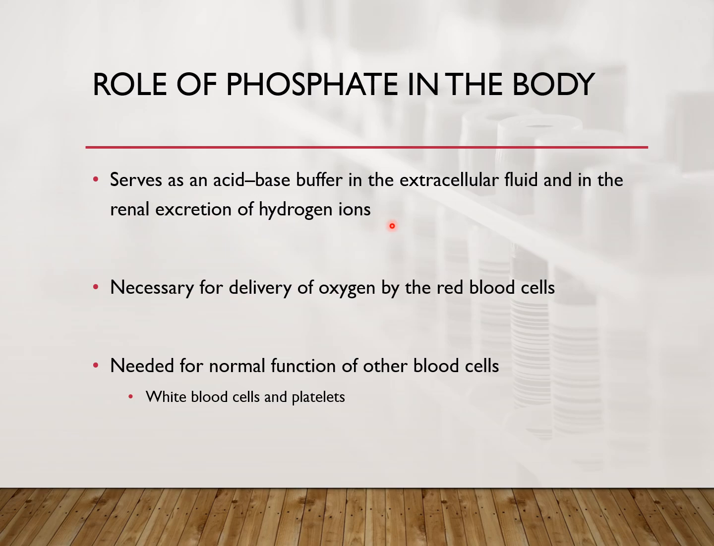Phosphate also serves as an acid-base buffer, so it is in the extracellular fluid to help buffer or eliminate a lot of hydrogen. So if someone has high hydrogen levels, phosphate can help to buffer that and put pH back into a normal range. Phosphate is necessary for delivery of oxygen by the red blood cells, so oxygen delivery is reliant on phosphate. And it's also needed for normal function of other cells. So things like white blood cells and platelets rely on phosphate for their normal function. So phosphate's very critical to a lot of overall cellular functioning.